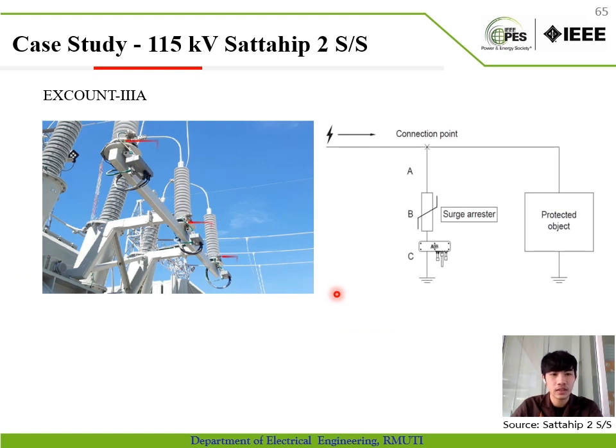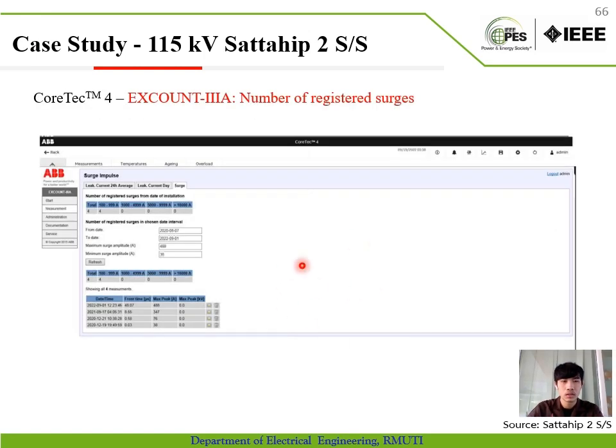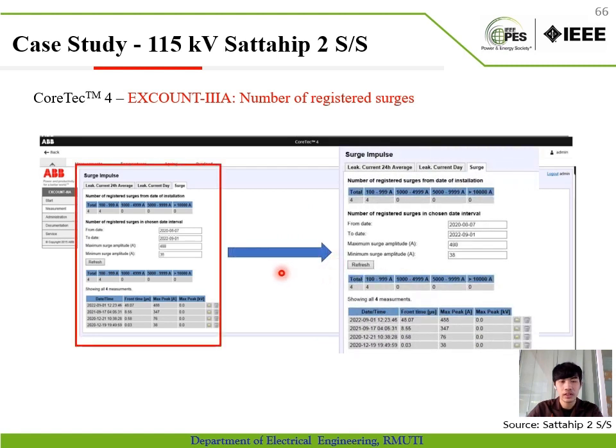And this is the location of the account 3A smart monitoring of surge arrester, utilized for diagnosing degradation of the arrester for protection of the power transformer. It is the interface of the account 3A online monitoring by arrester surge instruction at each interval, and it will show maximum and minimum surge amplitude, total surge, max peak and front time. And when we click at this point, it will show the timestamp and current impulse curve.